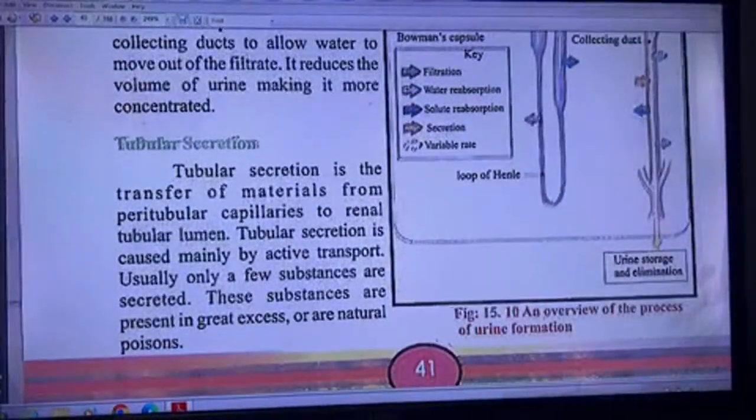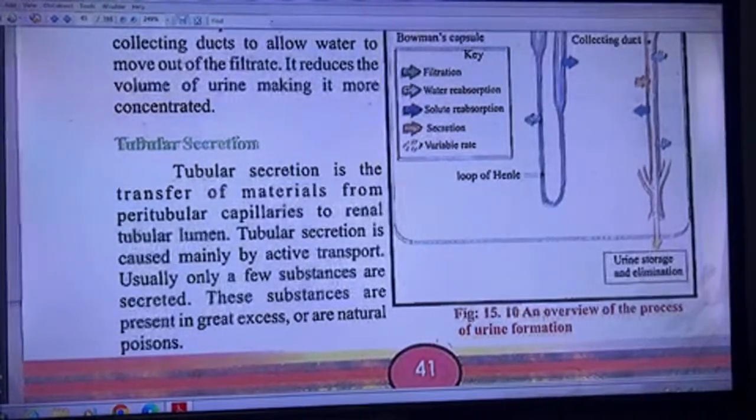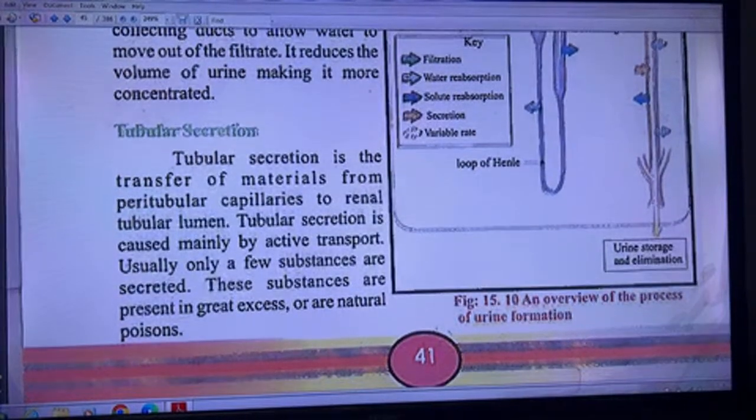Tubular secretion. Tubular secretion is the transfer of material from peritubular capillaries to the renal tubular lumen. Tubular secretion is caused mainly by active transport. Usually only a few substances are secreted. These substances are present in great excess or are unnatural poisons.